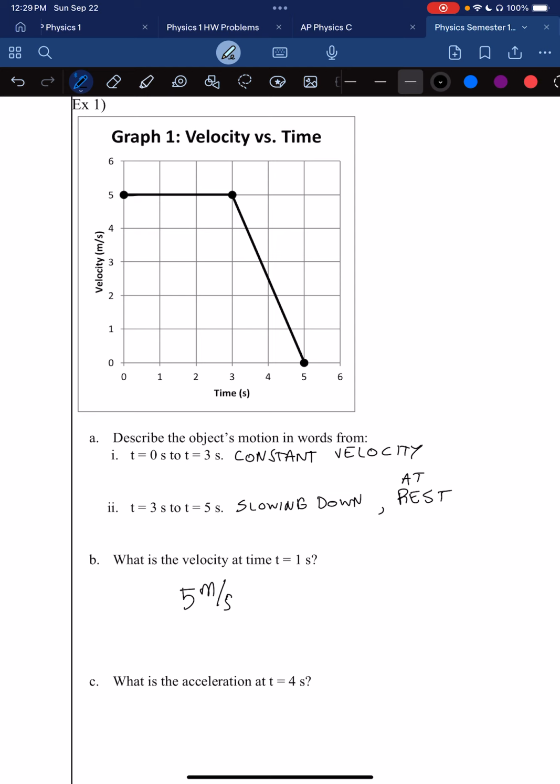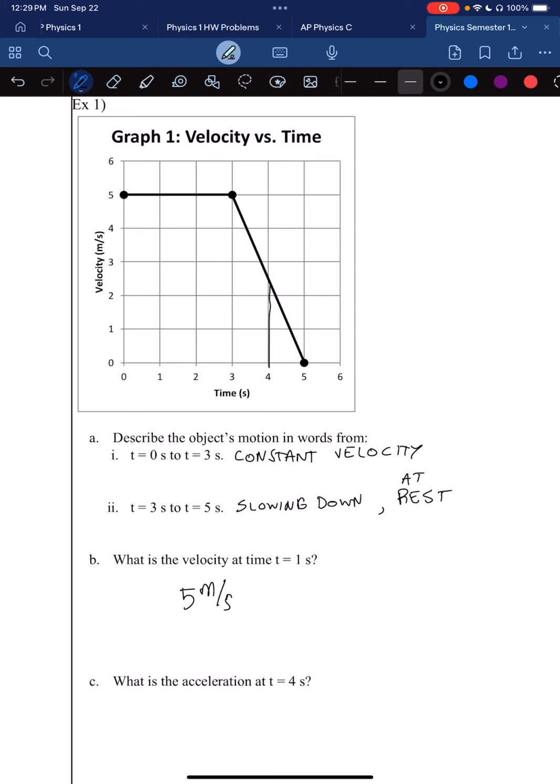So clearly here we are not changing velocity at the beginning there. So all we have to do to figure out the acceleration is look at the slope. This is what we call in math a zero slope. So the acceleration is 0 for that part. But they didn't ask us for that part. They asked us for 4 seconds.